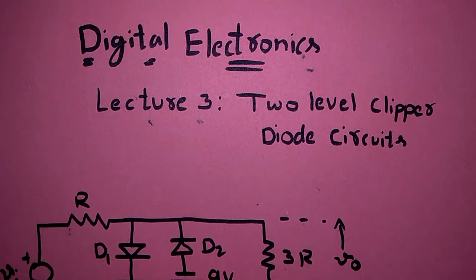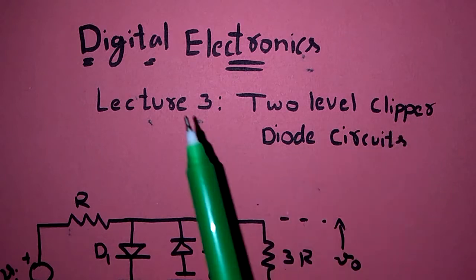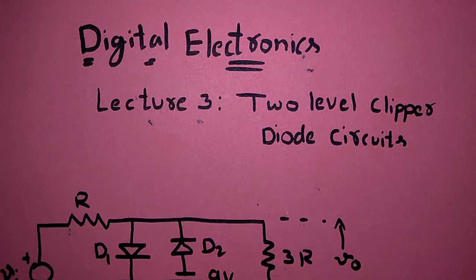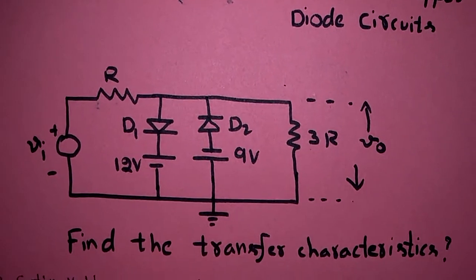I want to discuss the two-level clipper in the subject called digital electronics. The basics of diode circuits I have already covered in some video lectures in the previous classes. If you want to watch those videos, please watch and comment your doubts. Now, for explaining the two-level clipper, I have selected one question like this.